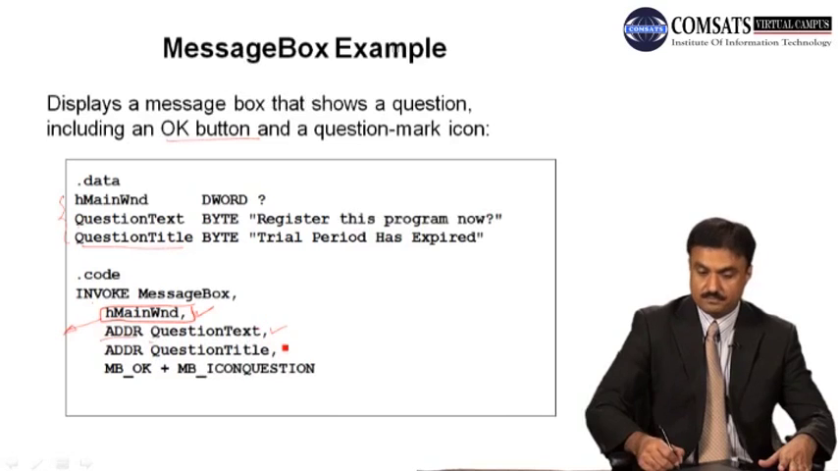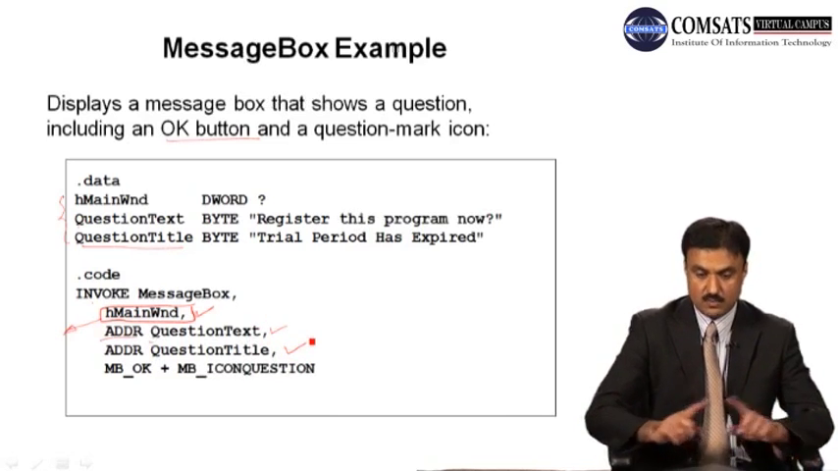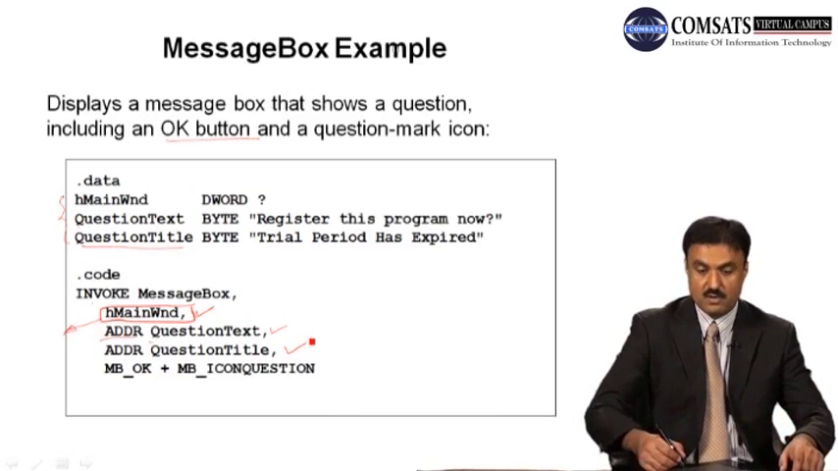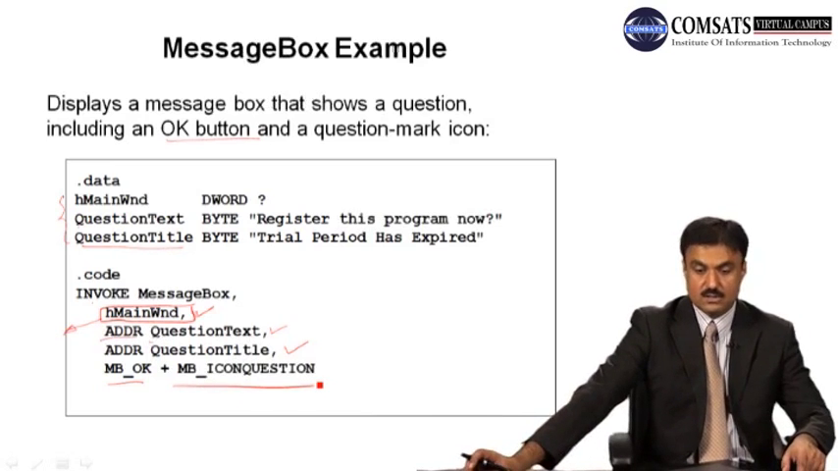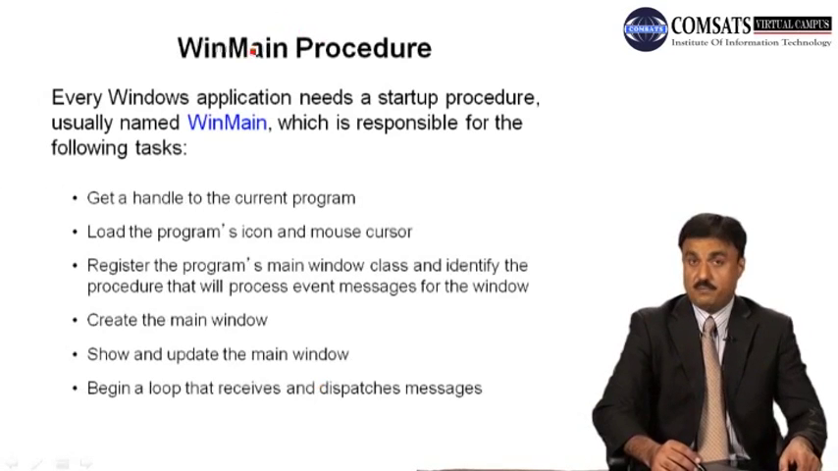Then this is the title that will show on the top of the message box. And then we have the OK button and the icon for question and so on. So this is a very simple program. So we have the WinMain procedure.